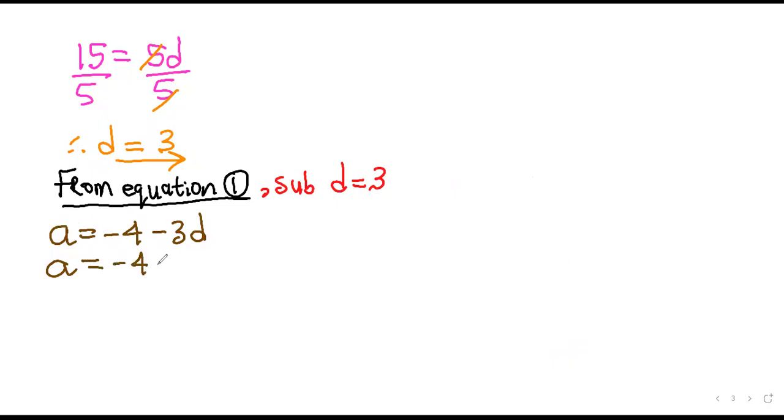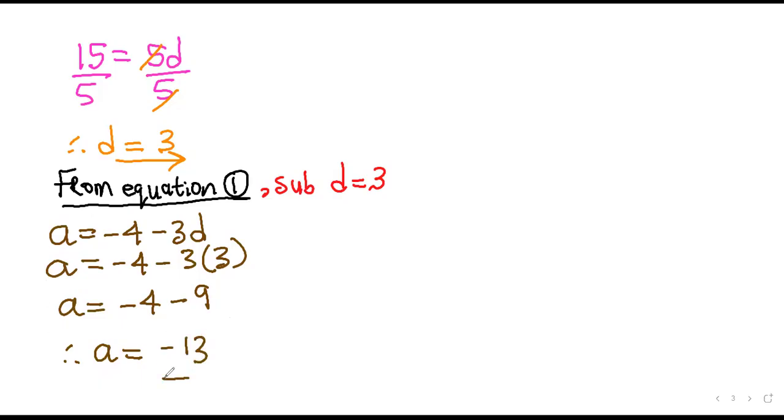So that will be -4 minus 3 times, now the value of D, we put 3. Then our A is equal to -4 minus 9, and therefore the value of A is equal to -13. We now have D equal to 3, and we now have A equal to negative 13.